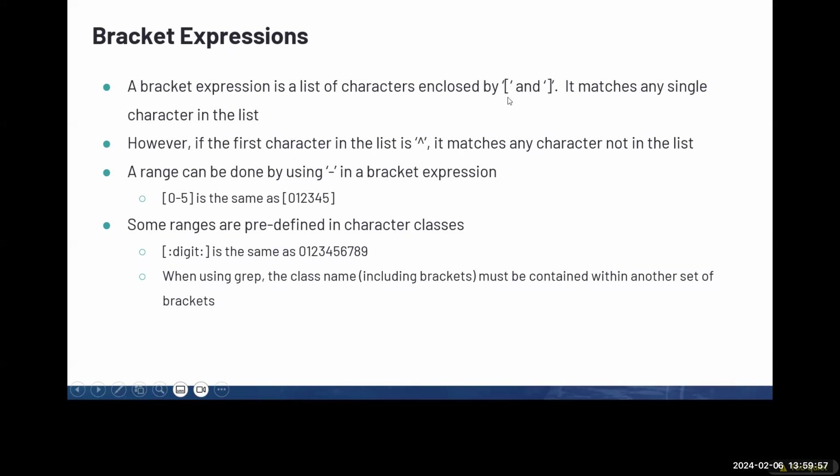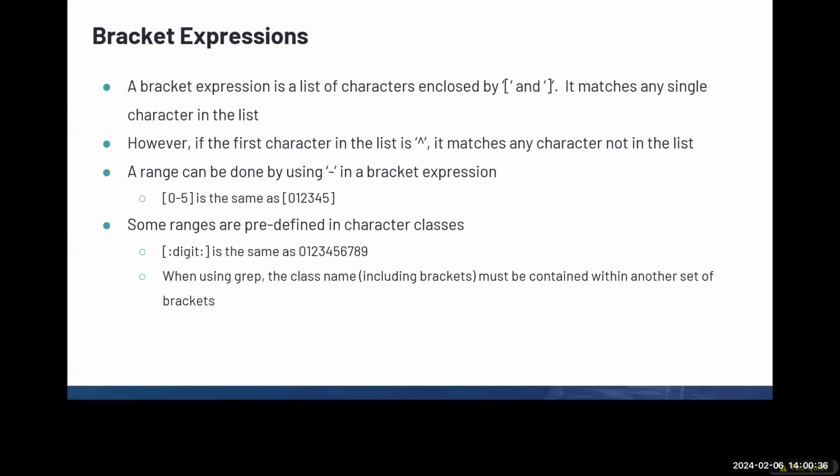For example, if we have ABC in the brackets, we are looking in our file for the ABC pattern. If we type this character at the beginning of the brackets, we are looking for a pattern that does not contain ABC. We can also use the dash in the bracket expression to express a range. For example, from 0 to 5. We can express it by putting 0-5, which is the same as 0, 1, 2, 3, 4, 5.